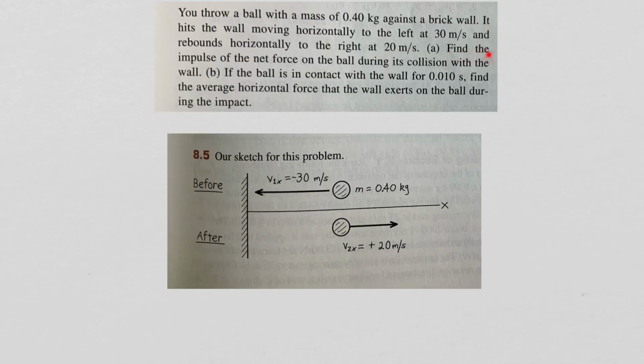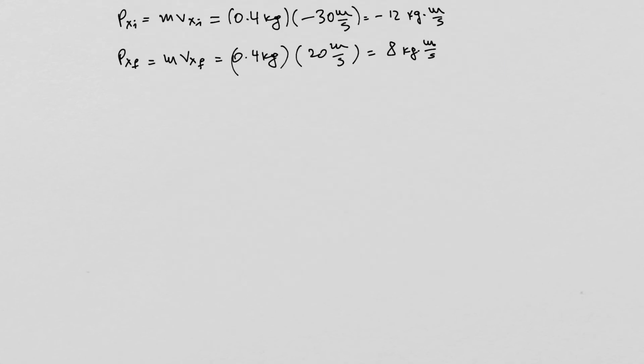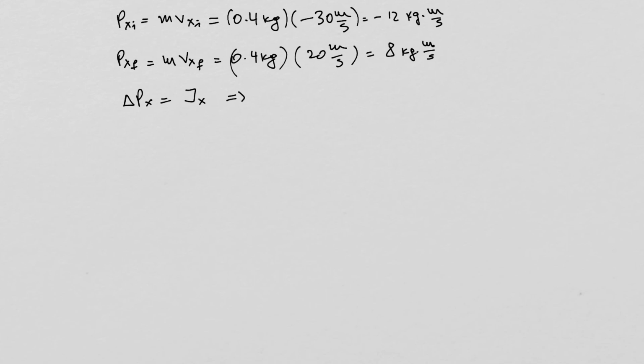Since we want to find the impulse of the net force on the ball during collision, we must calculate the change in momentum, because by definition the change in momentum is equal to the impulse. So delta px will be equal to jx. Or in other words, px final minus px initial is equal to jx.